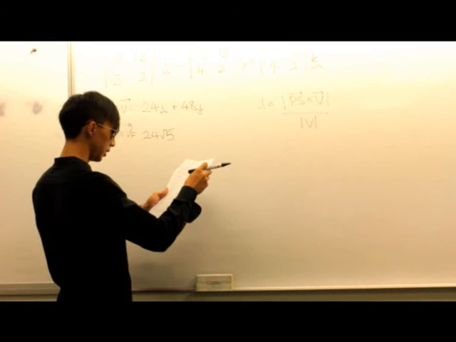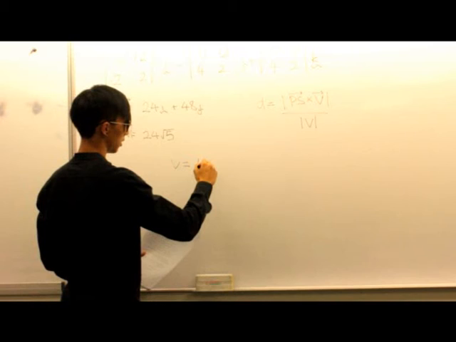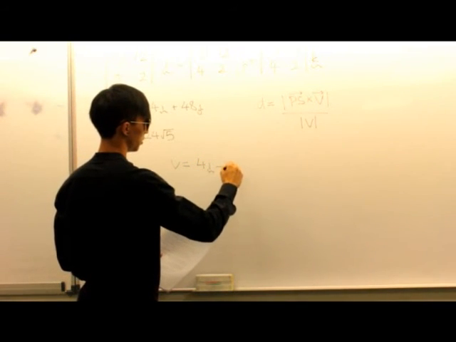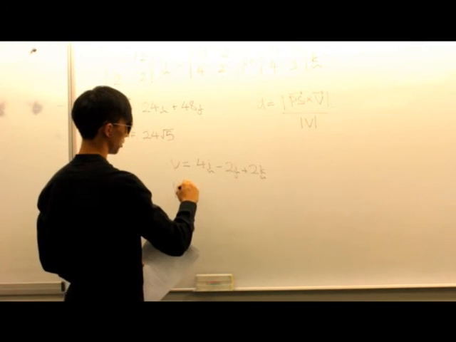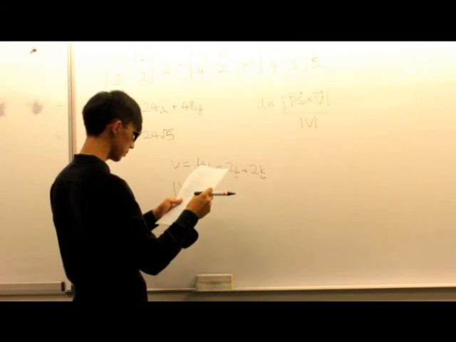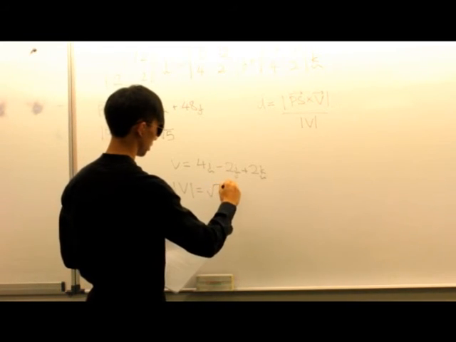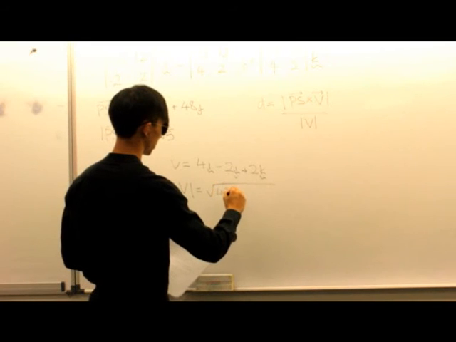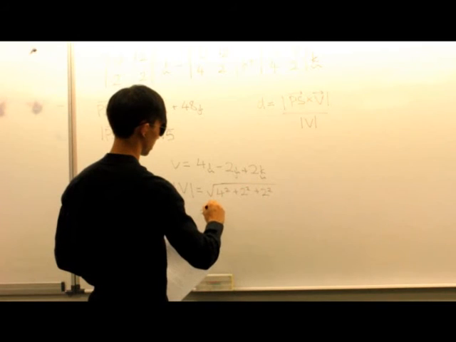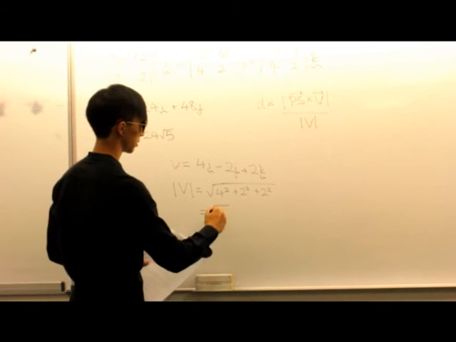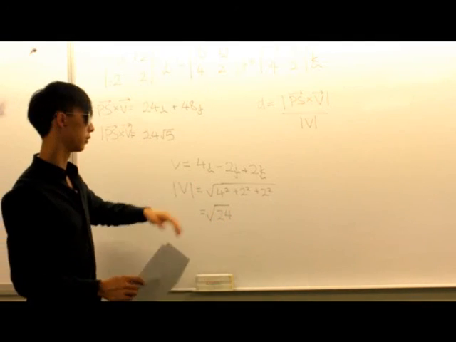Since the vector V as given earlier was 4i minus 2j plus 2k, the magnitude would be root of 4 squared plus 2 squared plus 2 squared, which gives us root 24. And all we have to do is substitute all this into the formula.